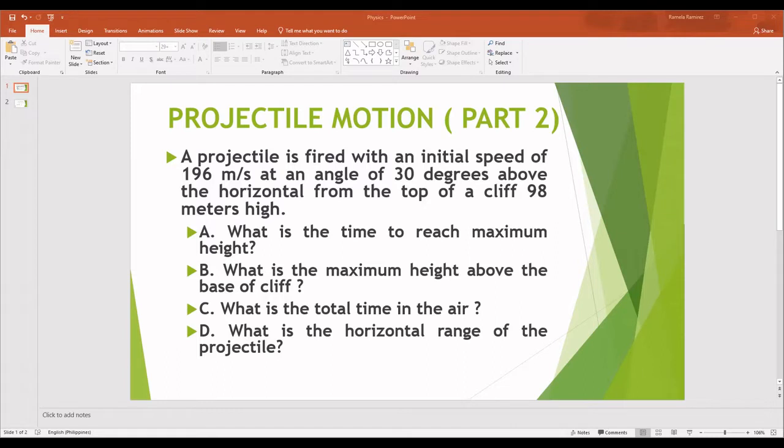So the first question is about time. The second question is about the maximum height. The third question is about the total time in the air of the projectile. And the last question is the horizontal range of the projectile.